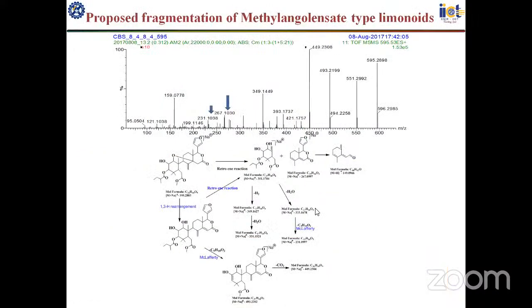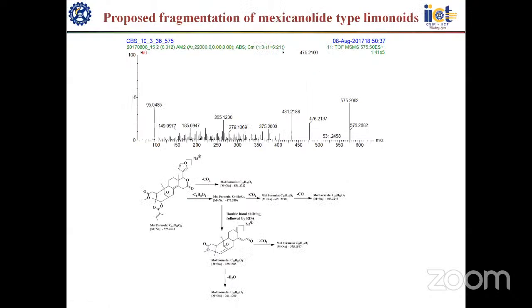Here we have proposed one or two compounds of the fragments, like those formed by retro-ene reaction, 1,3-H rearrangement, and McLafferty rearrangement. These are all very well defined in mass spectrometry. Here I also proposed some mexicanolide-type limonoid compounds, where we identified the compounds based on double bond shifting followed by the retro-Diels-Alder reaction, minus H2O, minus CO2, and all those things.